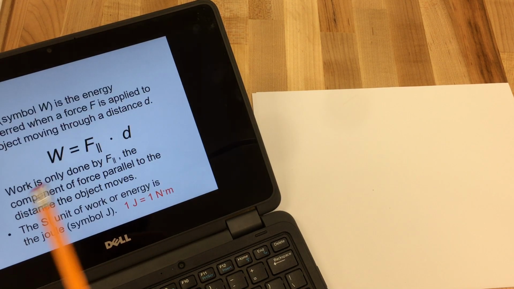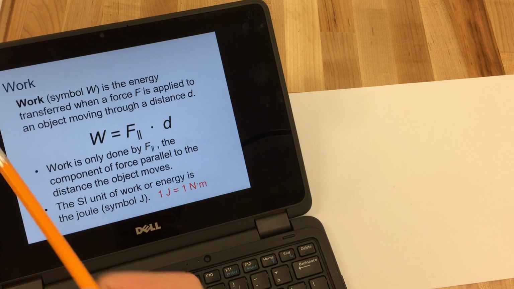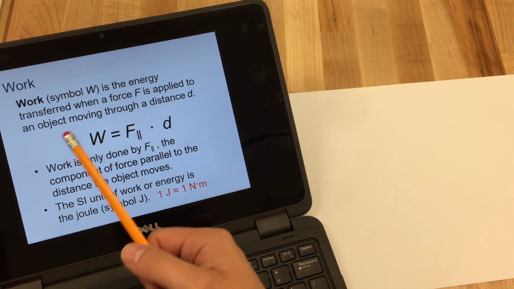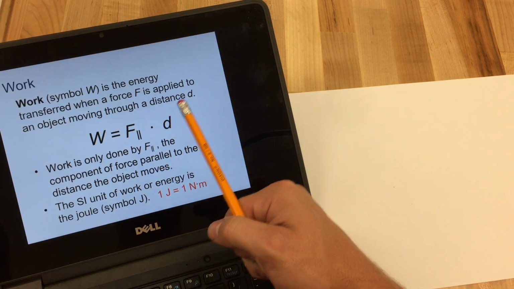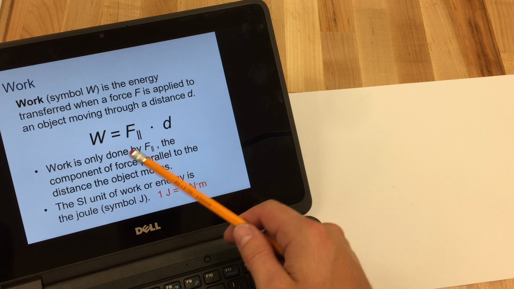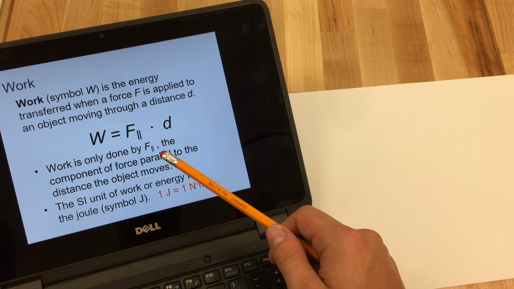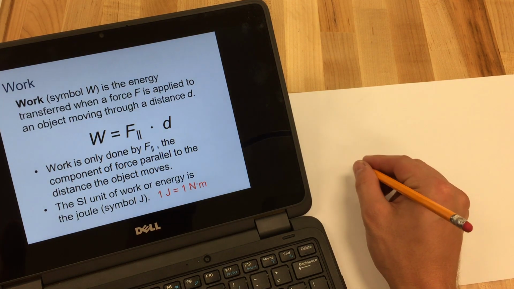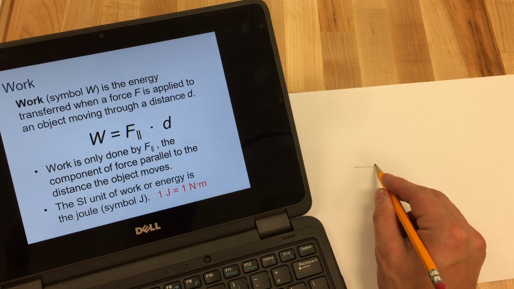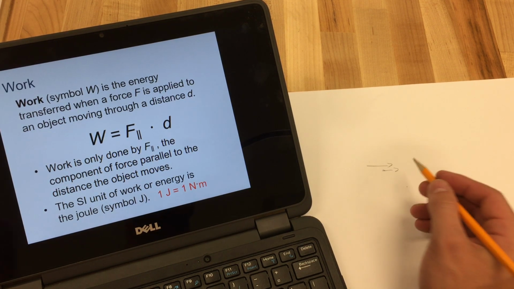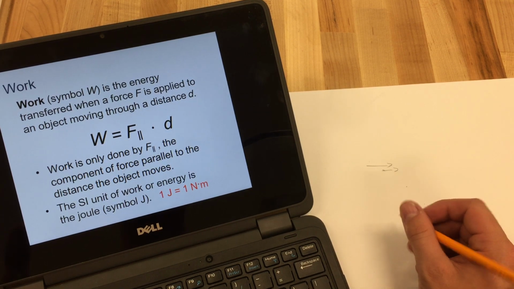All right, so work, energy, and power. To start, work is the energy transferred when a force, F, is applied to an object moving through a distance, D, the lowercase d. So work equals force, and in this case, force has to be parallel to the distance the object moves, okay? Meaning that if the force goes this way, it has to move a distance that way. It has to be parallel, okay?